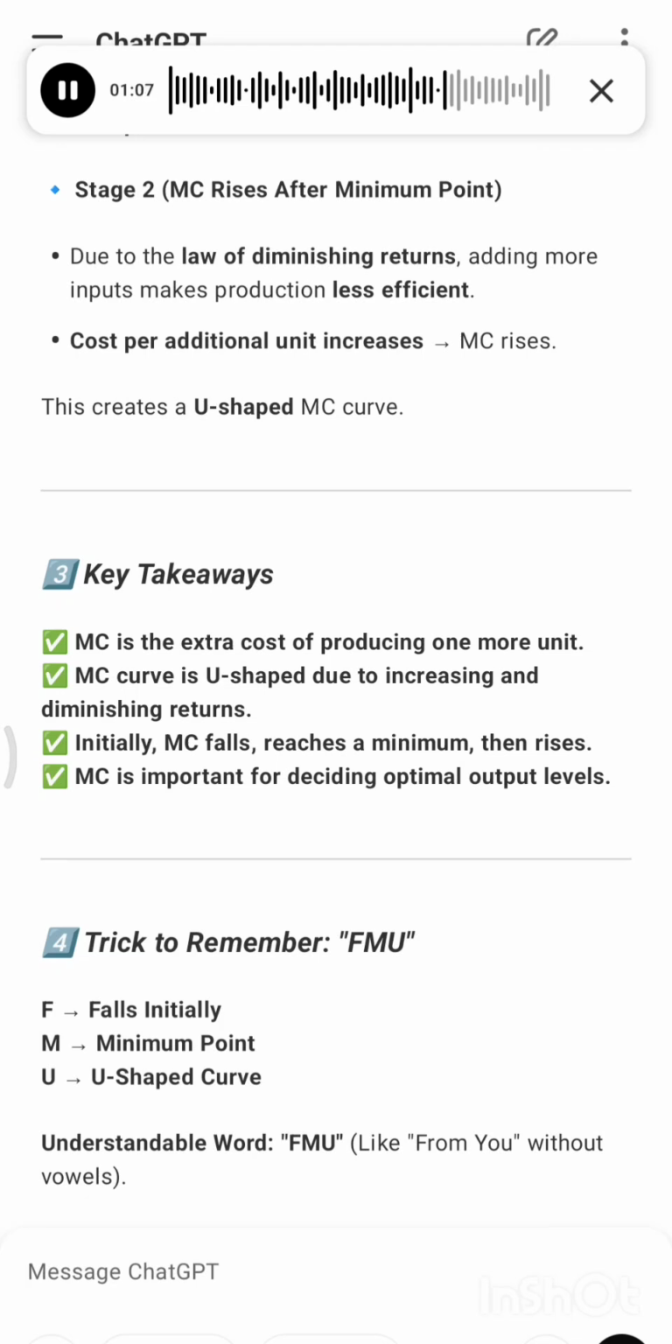MC is the extra cost of producing one more unit. The MC curve is U-shaped due to increasing and diminishing returns. Initially, MC falls, reaches a minimum, then rises. MC is important for deciding optimal output levels.